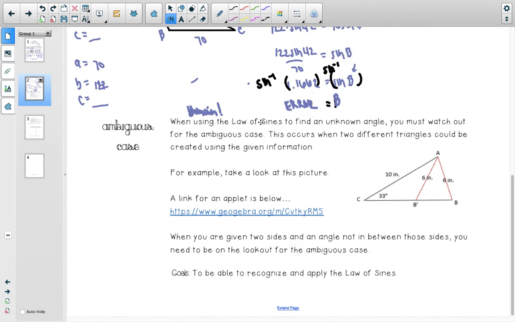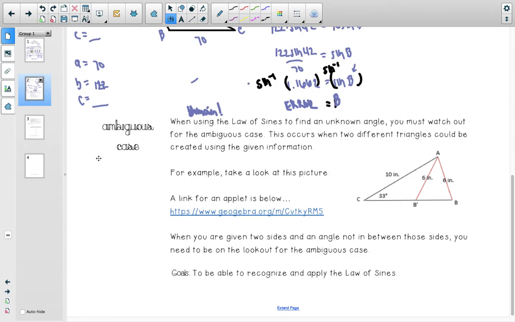On to this ambiguous case. So, when calculating or using the law of sines, there's one issue that can occur with a certain situation and cause two potential triangles with the information you're given.